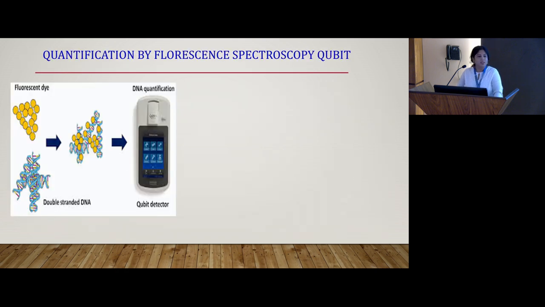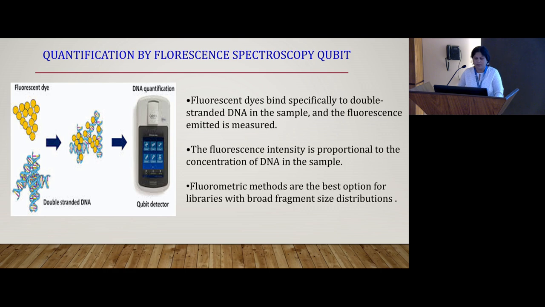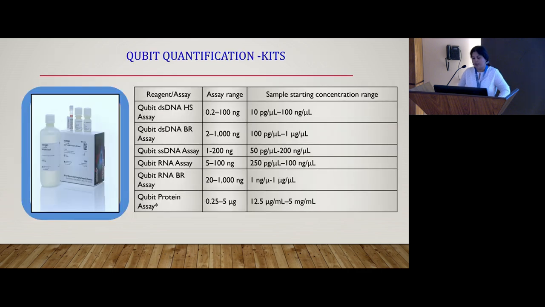The second method is fluorescence spectrophotometry, like Qubit. Here fluorescent dyes such as SYBR Green or PicoGreen can be used. The fluorescent dyes bind specifically to the double stranded DNA in the sample, and the fluorescence emitted is measured. The fluorescence intensity is directly proportional to the concentration of the DNA in the sample. Fluorometry methods are the best choice for libraries with broad fragment size distribution. So Qubit offers a specific quantification kit, depending on the type of biomolecule being measured.